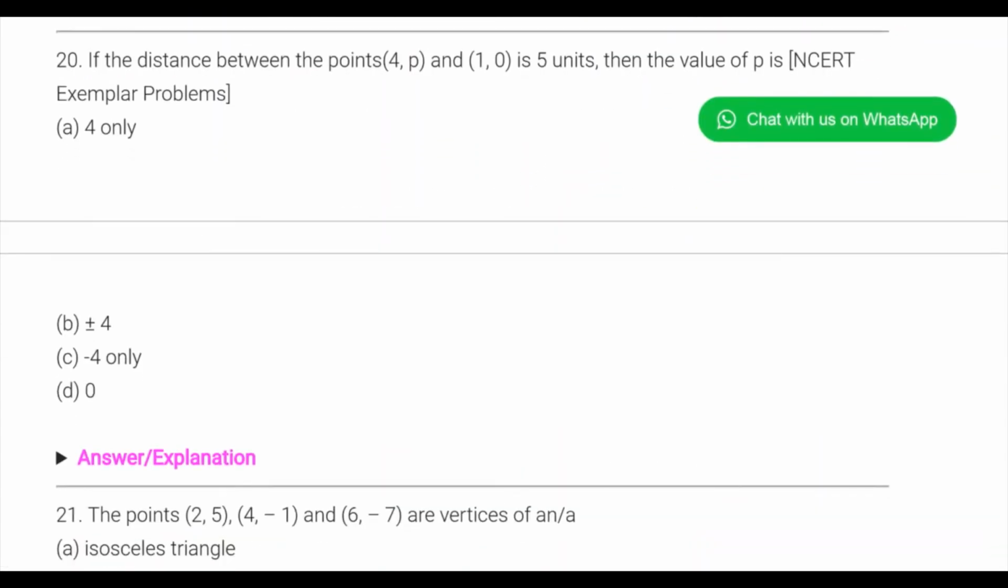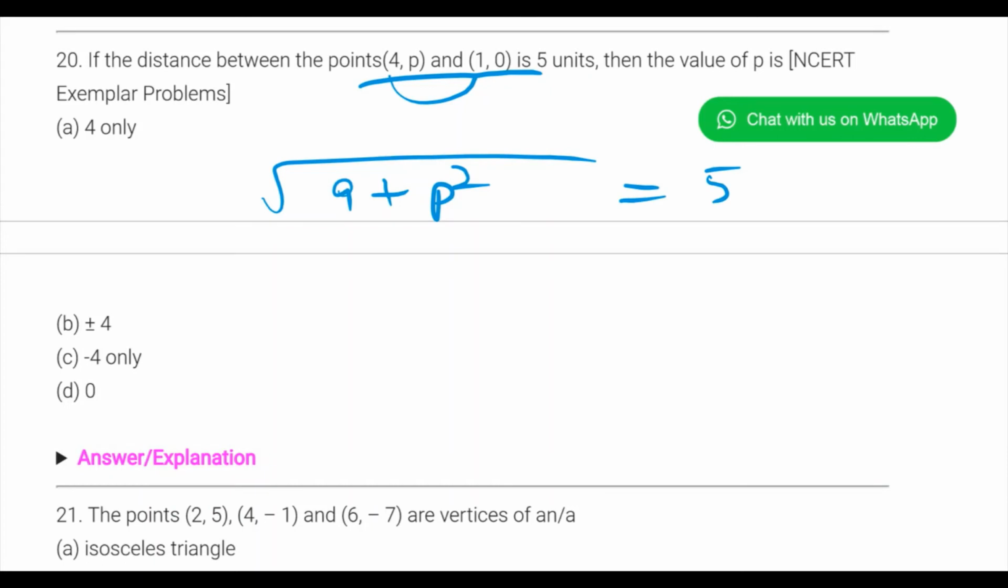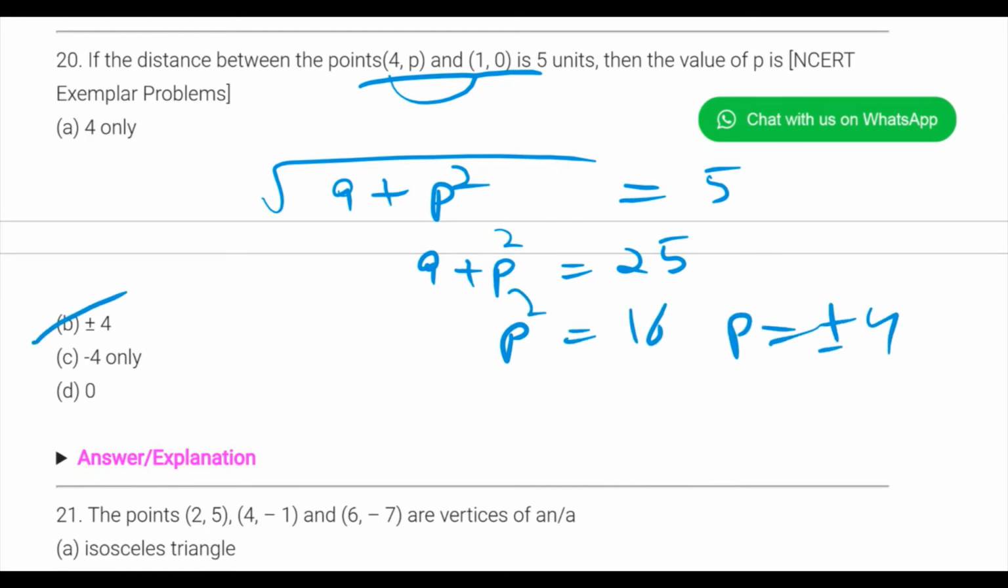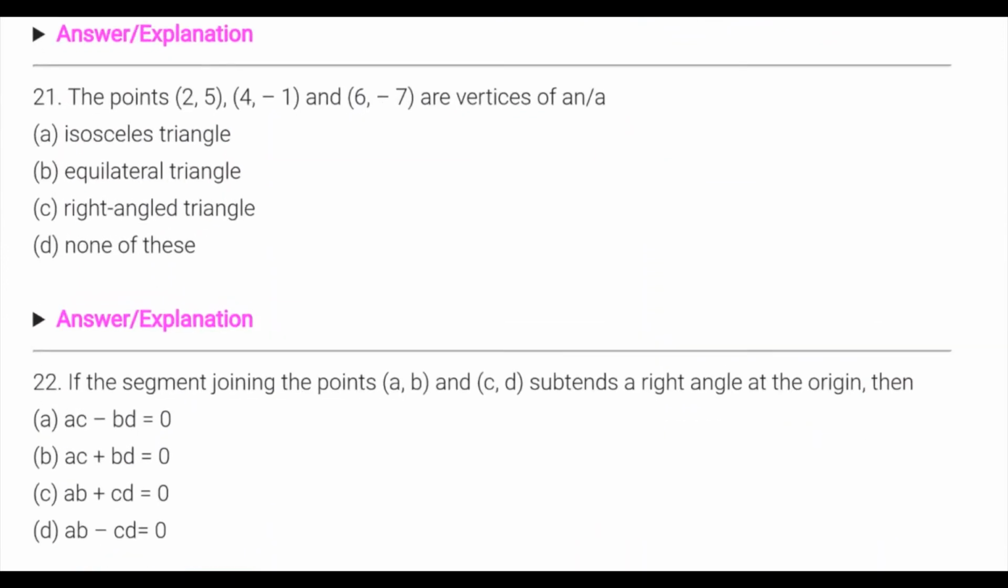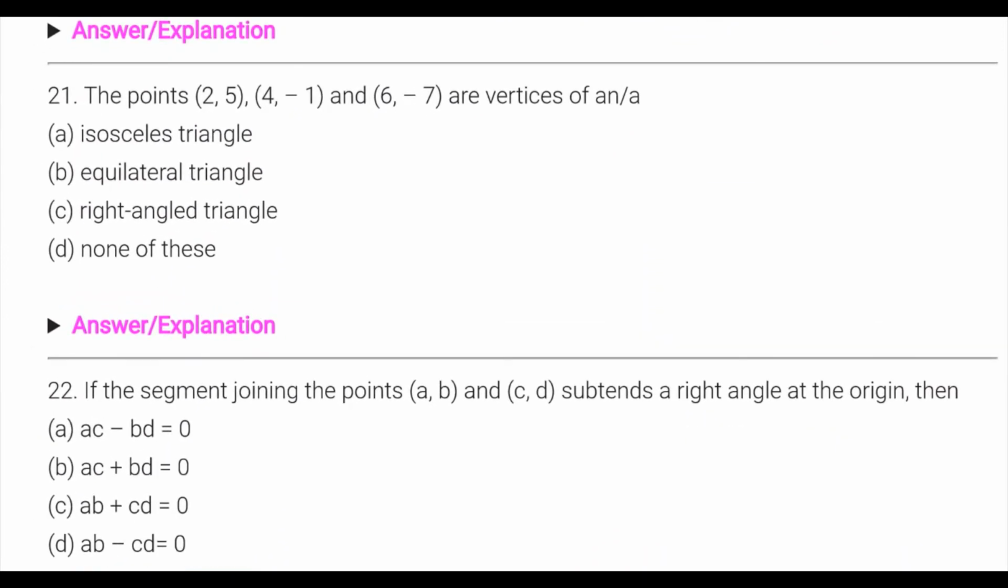20th question. If the distance between the points is 5 units, then the value of P is. So the distance is given as 5 units. Distance formula is root of 4 minus 1 is 3 square is 9 plus P square equals 5. Squaring on both sides, 9 plus P square equals 25 and P square equals 16. So P equals plus or minus 4. Option B. 21st question. The points are the vertices of a triangle.